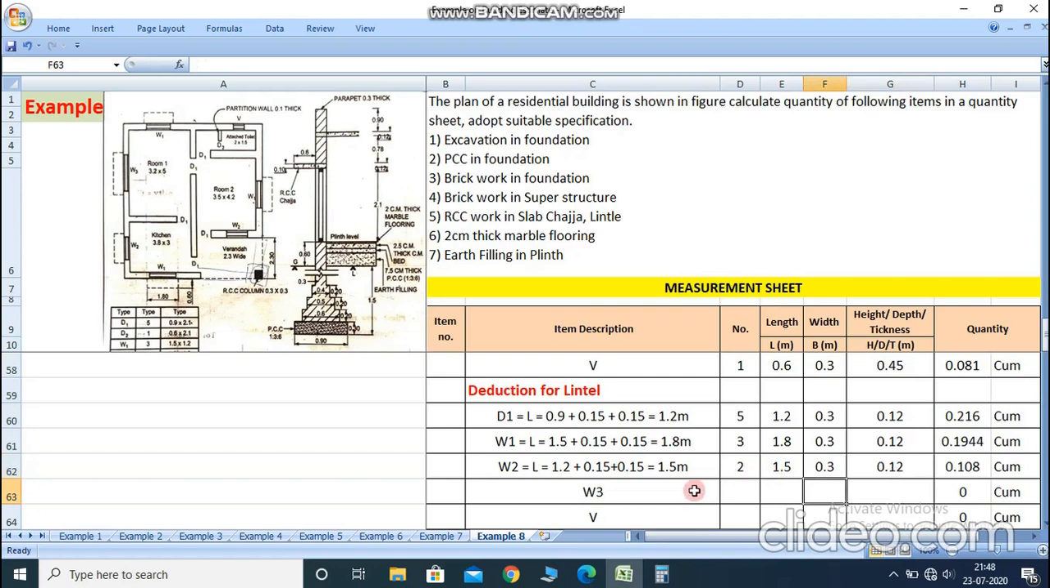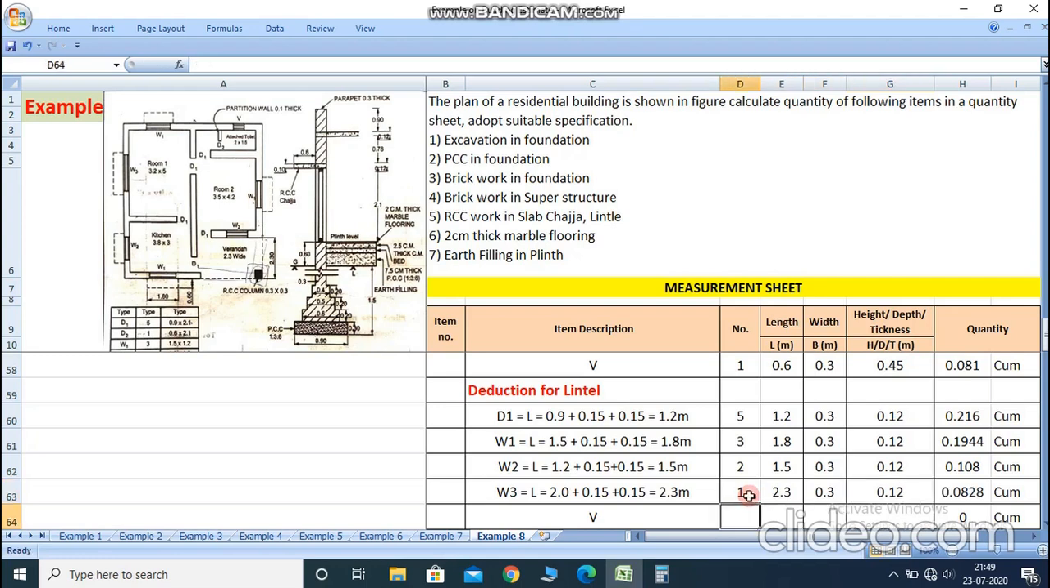Similarly for W3, length is equal to window 3 length, which is 2.0 plus 0.15 for the left side rest plus 0.15 right side rest. So total length is 2.3 meter. Here the number of window 3 is only 1. So 1, length is 2.3, width is 0.3, and thickness is 0.12.